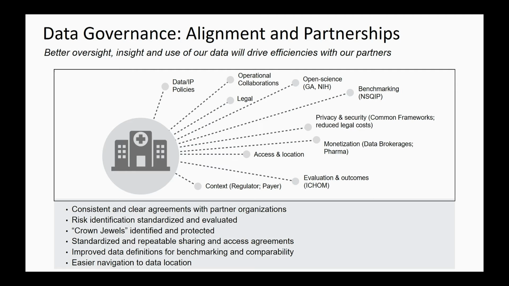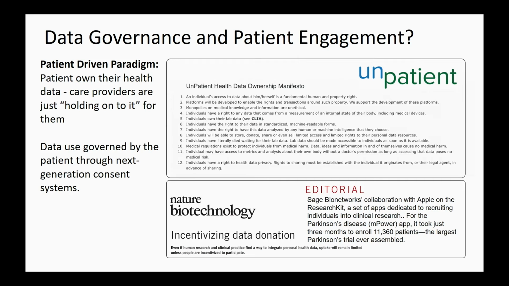The most interesting thing that I think I've seen so far in the data governance space, and that suggests that data would start to move, is this kind of unpatient paradigm, where they're actually saying to patients, agree to donate. They go to the patients directly. They're not going to the healthcare organizations, they're going to the patients directly. And this was illustrated very nicely in the Parkinson's project highlighted in Nature Biotech. In a period of 3 months, they enrolled 11,000 patients. So there's an appetite for engagement when you go direct to patients. I think it's really interesting.